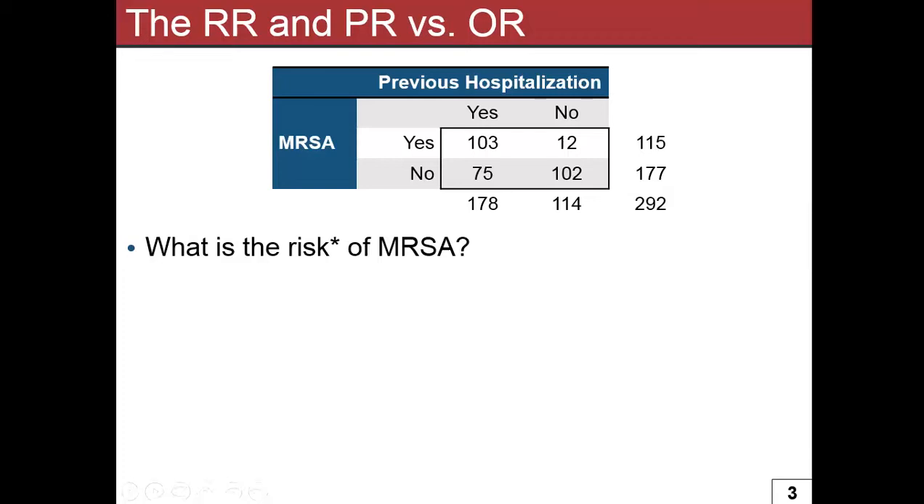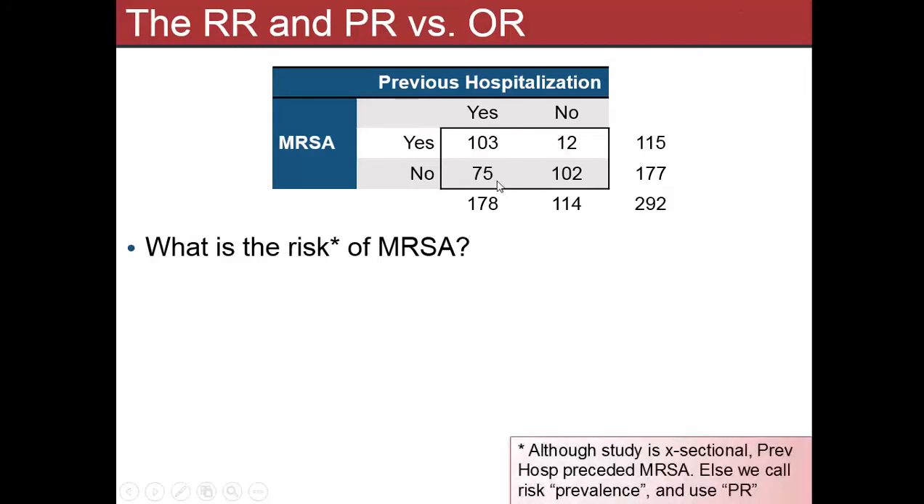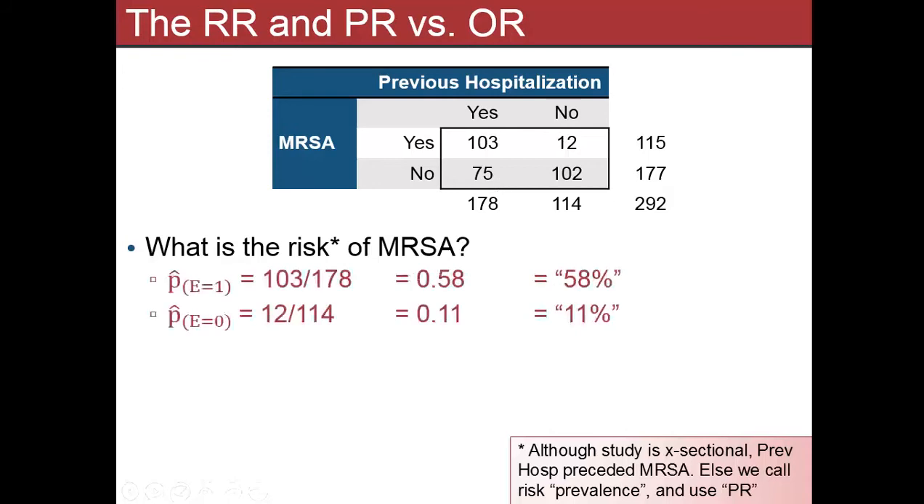Okay. So here, what's the risk of having MRSA? Well, it's calculated on the columns, right? And I put an asterisk there because the study is actually cross-sectional. So it's the prevalence technically, but let's just call it the risk. The reason I feel okay saying that is because the hospitalization was previous, so it's kind of the risk, maybe. Just go with it for a moment. We can call it prevalence ratio too. But we compute the risk of having MRSA in the columns, right?